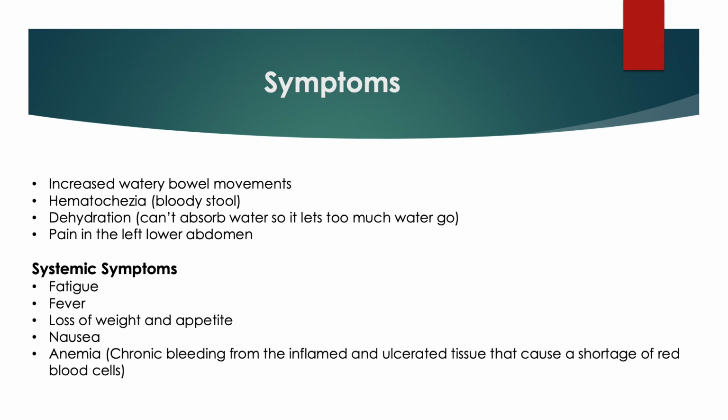The symptoms that are present in ulcerative colitis include increased watery bowel movements, hematochezia, which is bloody stool. We also have dehydration because the water can't be absorbed, so the colon lets too much water out. We also have pain in the left lower abdomen. There are also systemic symptoms, which include fatigue, fever, loss of weight and appetite, nausea, and anemia due to chronic bleeding from the inflamed and ulcerated tissue that cause a shortage of red blood cells.